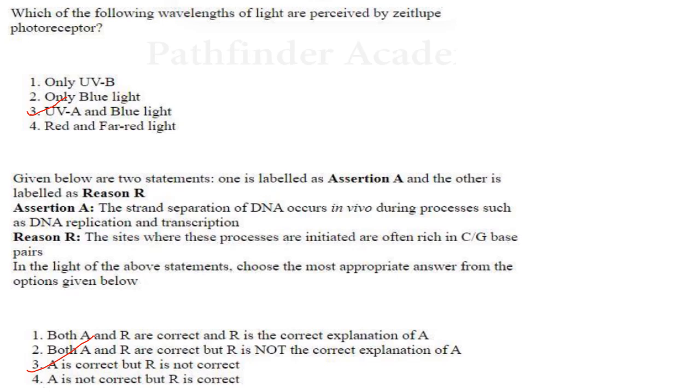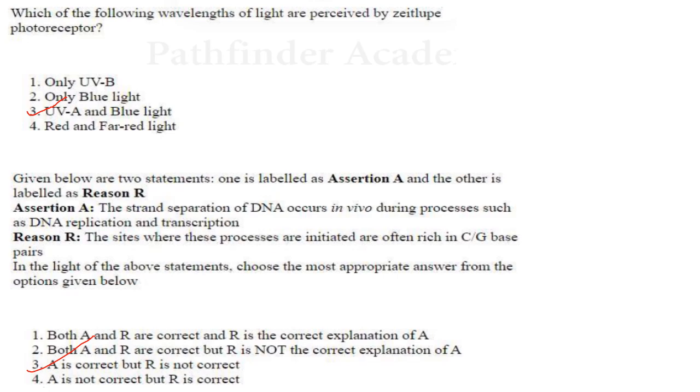Then next one. Which of the following wavelength of light are perceived by Zeitlupe photoreceptor? So this photoreceptor has a regulatory role in photoperiodic flowering and circadian rhythm. The light perceived by this photoreceptor is UVA and blue light. Answer is option 3.